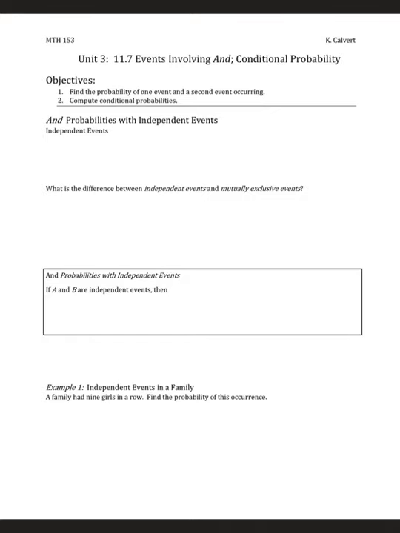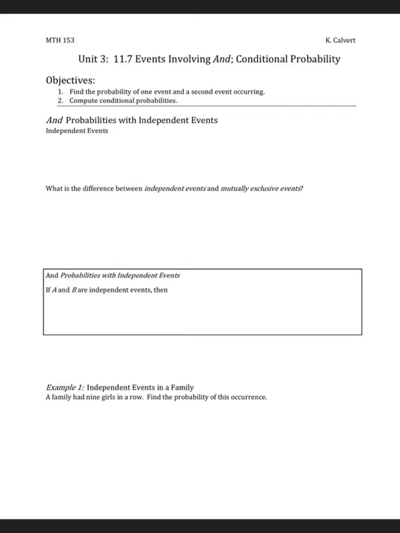Hello, Math 153. What we're looking at now is 11.7. We're talking about events involving "and" and also conditional probability. The first objective is finding the probability of one event and a second event. How this is different is because now we're talking about two separate events. For example, you flip a coin once and then you flip a coin again.